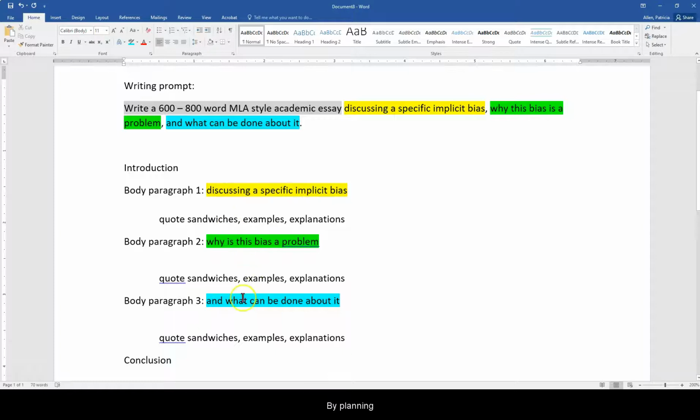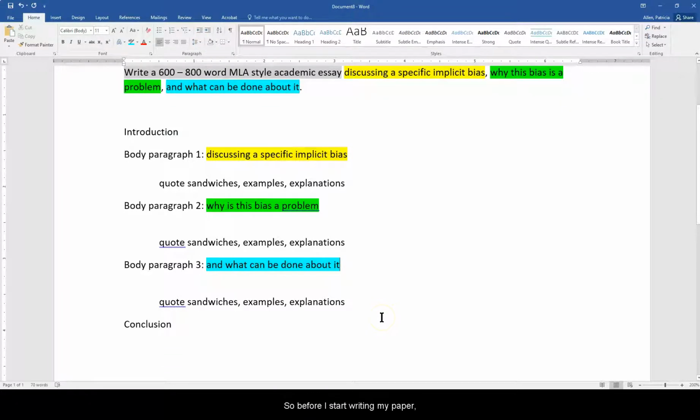By planning my paragraphs ahead like this, you can see I know I'm answering the writing prompt. I can see that this yellow part matches up right here with the first section. And then this green part, I've got it already planned to go into my paper. And now this third part right here. So before I start writing my paper, I know this is how I'm going to organize it.